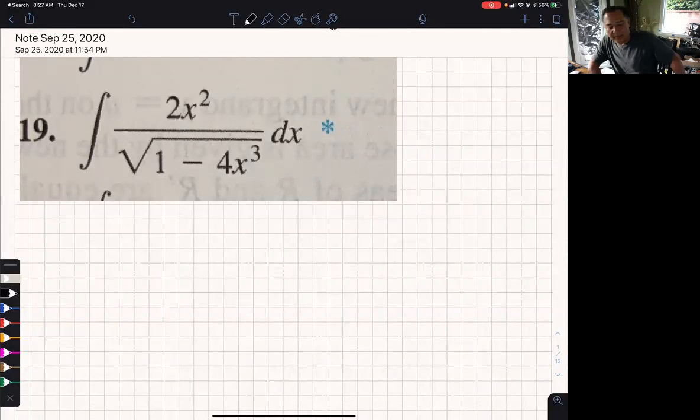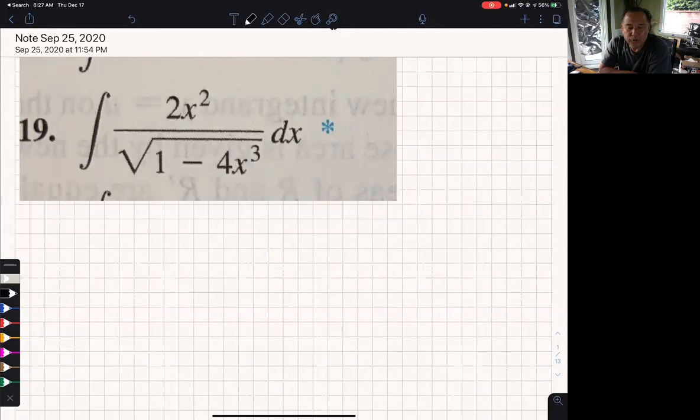So this is 5.6, number 19 from substitution. I call it u-sub. We look at this and we have no clue how to find an antiderivative, just because there's no quotient rule for integration. There's no product rule. There's none of that. So we have to try something.